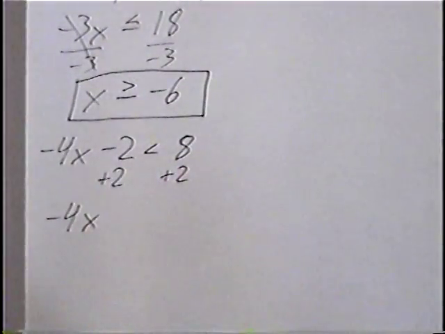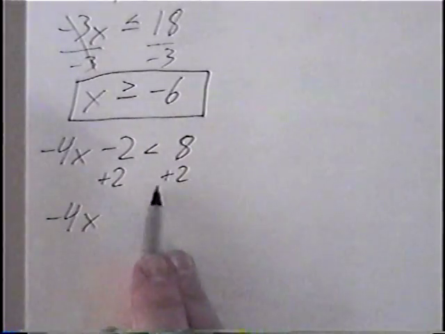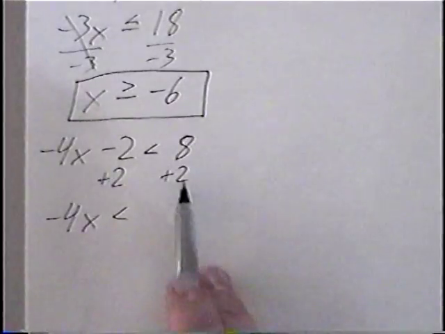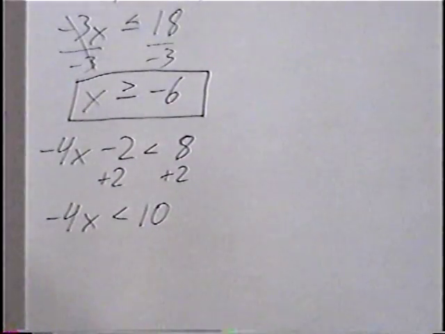Negative 4x would come down. And again, if you add or subtract a number, the inequality would stay the same. 8 plus 2 would be 10.